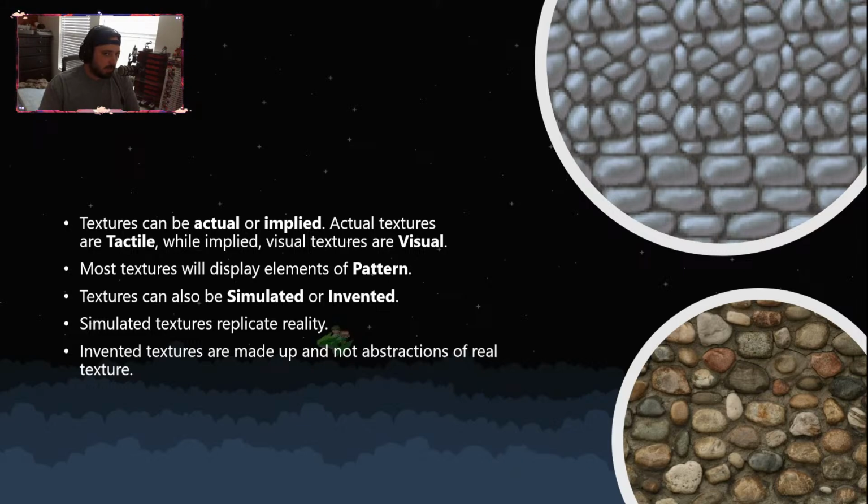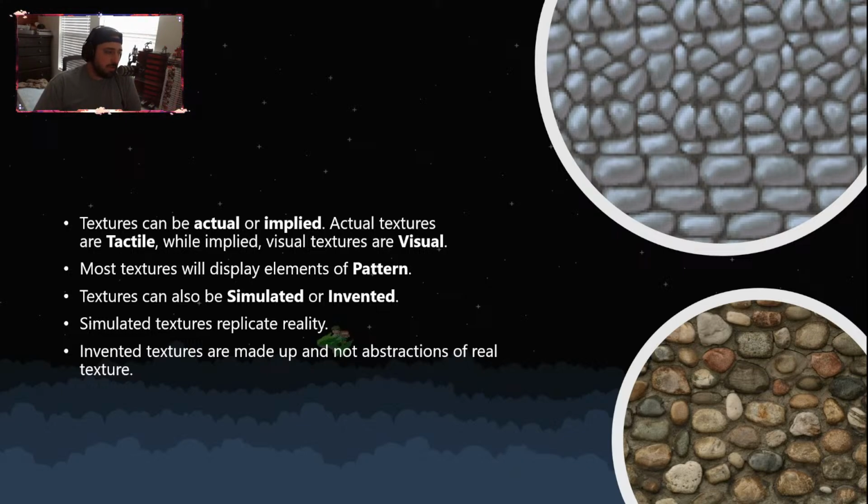Simulated textures are things that replicate reality. If you look here, we've got an actual stone wall or stone floor texture. It's from the real world. And the one above it is a pixel art stone brick wall and floor. It's a simulated texture. You are trying to replicate reality with this texture.